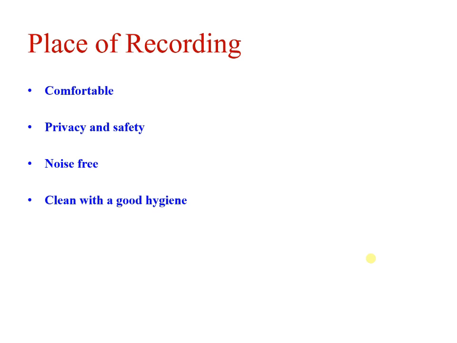So, place of recording: the place or the room you are using for the recording of your ECG signal must be comfortable. The second is it must be private and safe. It must be noise free so that environmental or external noise does not hamper your recording. And the fourth most important part, it must be clean with good hygiene.